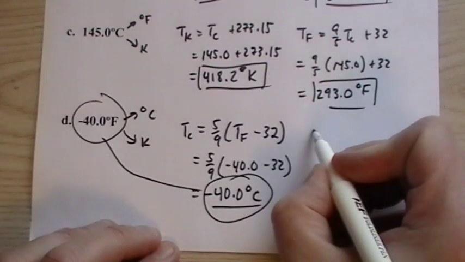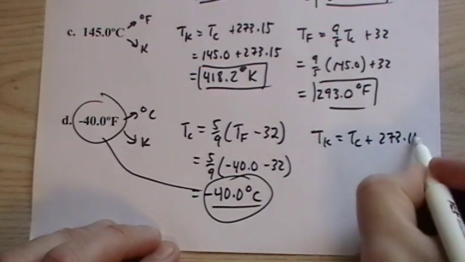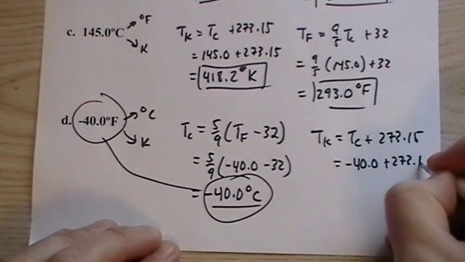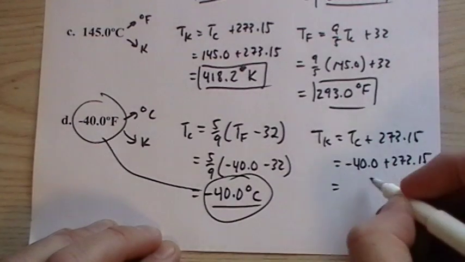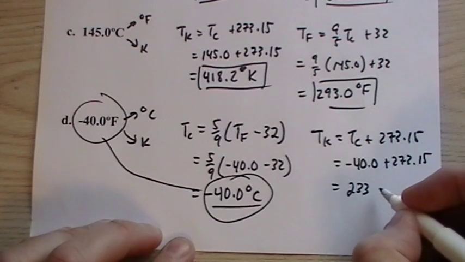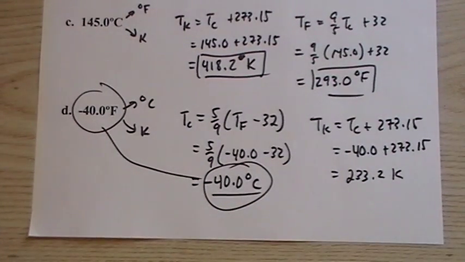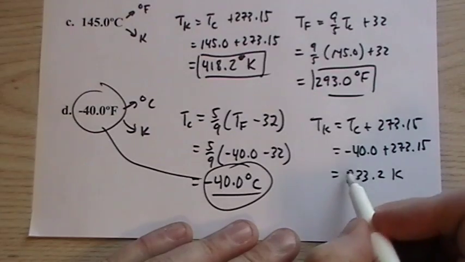So you're going to get this unusual thing here. And then we have Kelvin is TC plus 273.15. So that's minus 40. Make sure you get that minus in there. If you forget, you're going to get a completely different answer. So this is going to be minus 40, so it'll be 233. In this case, we have to round to 233.2 Kelvin. And I think that's it.